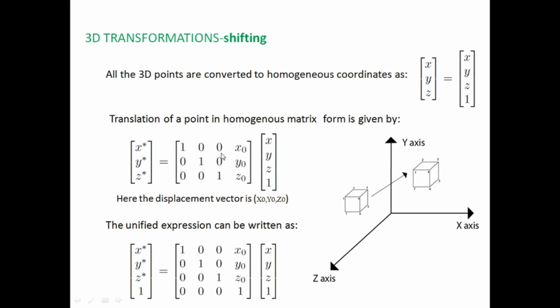To make it a symmetric expression, what I will be doing? I will be adding one more point here, that is x star, y star and z star, and one more point, 1, is added here such that this matrix changes its dimension. Previously it was 3 by 4, now it has turned into a 4 by 4 dimension. So it is a unified expression now, because the translation or transformation matrix is a square matrix. So this is about 3D transformation shifting.